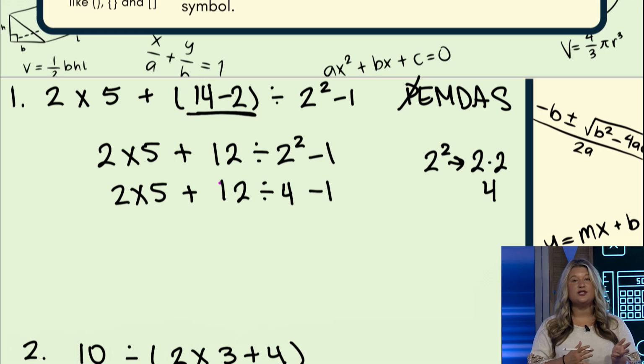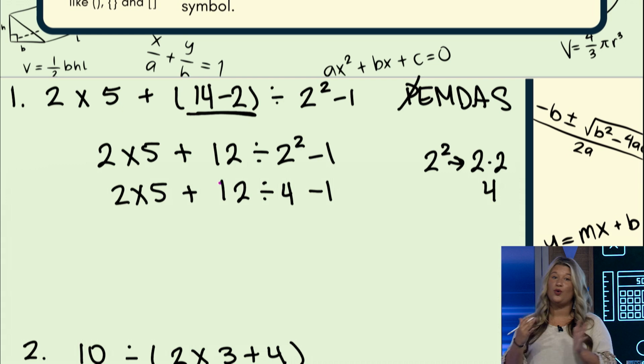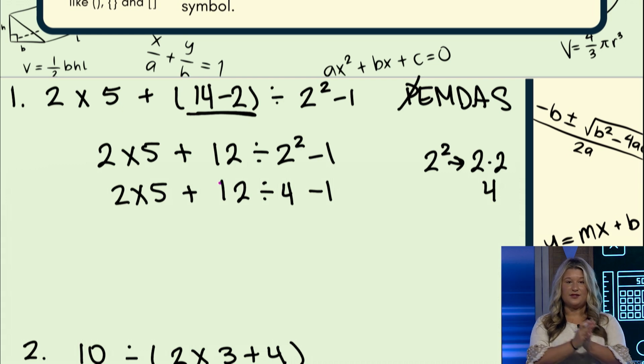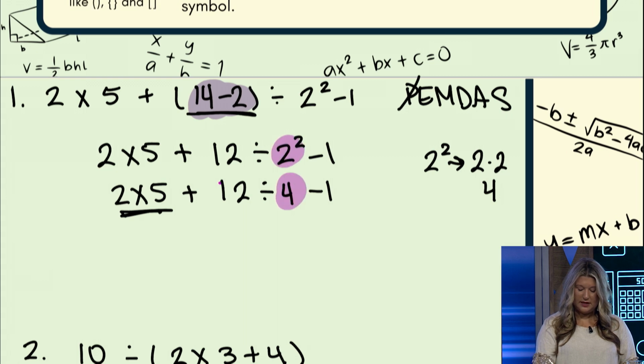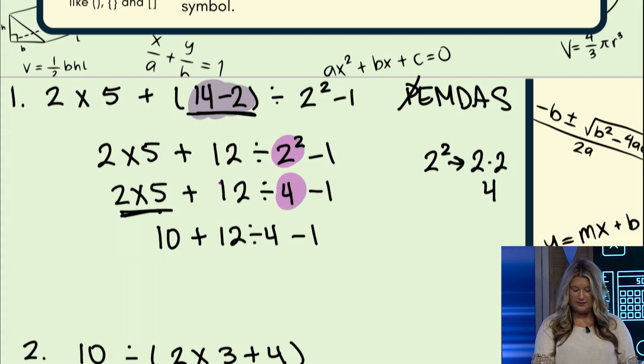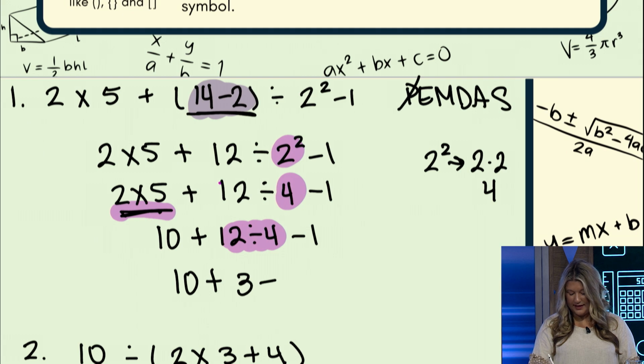So now this is where we start multiplying and dividing, and you have to be careful of the order. You have to go from left to right. So our first multiplication or division that we see is 2 times 5. I'll do this first. 2 times 5 is just 10, plus 12 divided by 4, minus 1. Now we're going to do our division, and we get 10 plus 3 minus 1.